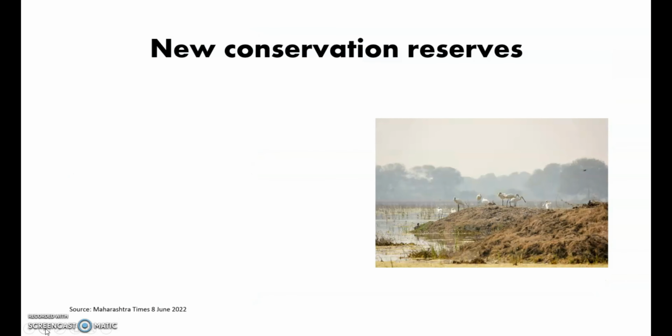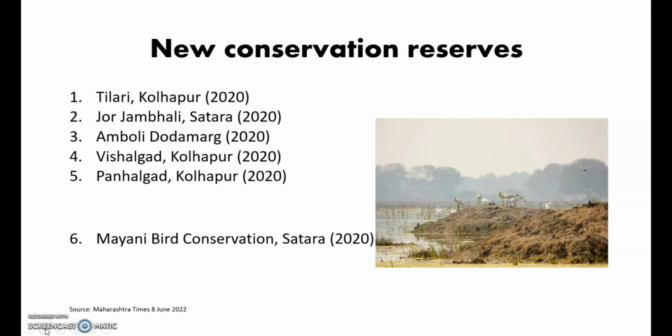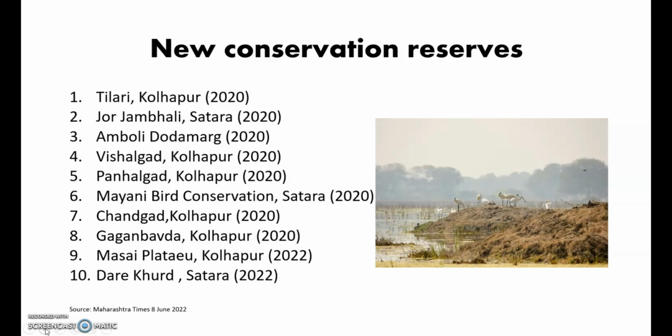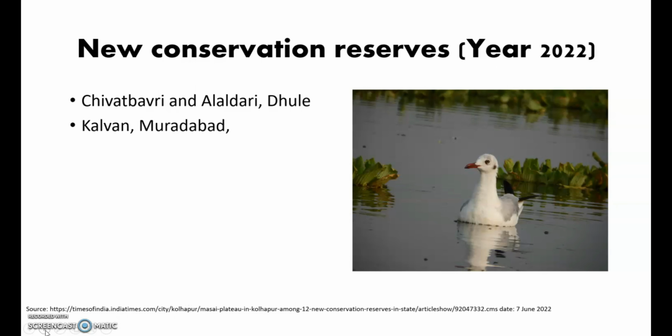Now, when you know what we mean by wildlife sanctuaries and conservation reserves, there are some new conservation reserves which are declared by the Maharashtra State Board of Wildlife. Have a look at those conservation reserves. These are new conservation reserves declared in the year 2022 by the State Board of Wildlife of the Maharashtra government.